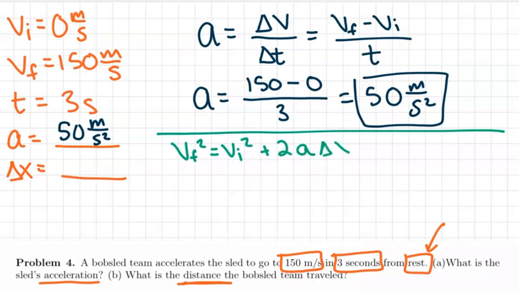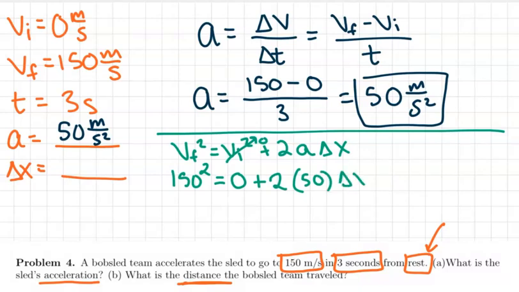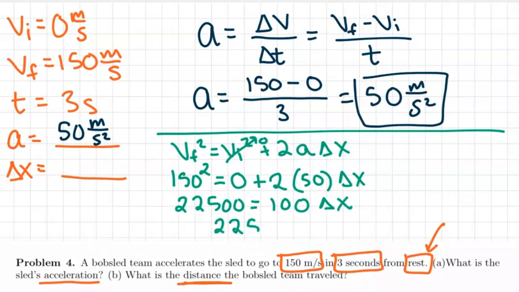So we can plug in all of the variables that we have. V final is 150, and we're going to square that. V initial was 0, so we can just get rid of it. And then we have 2 times the acceleration that we just solved for, of 50, and then we're solving for delta x. So putting into our calculator, 150 squared gives us 22,500, and that will equal 100 times delta x. So we'll just divide both sides by 100, and we end up with 225 meters for our displacement.